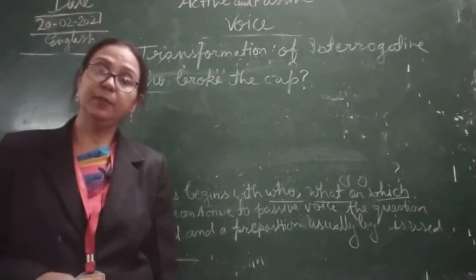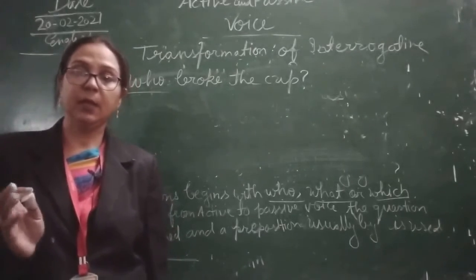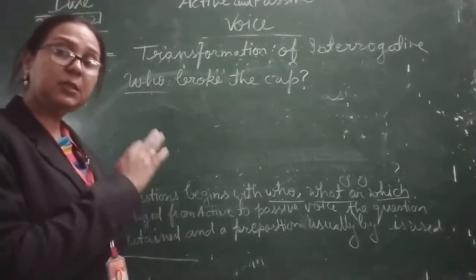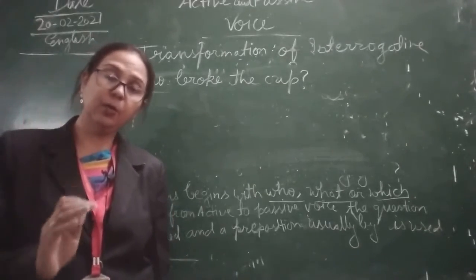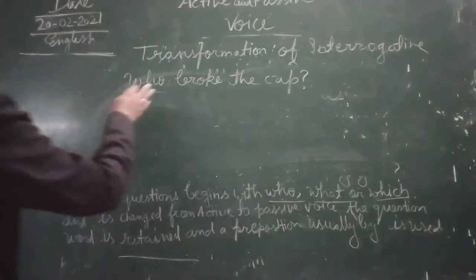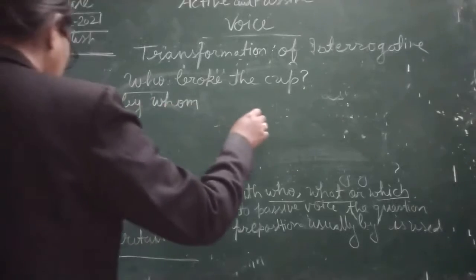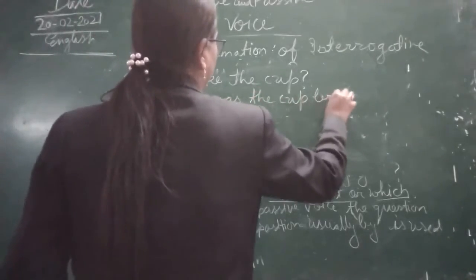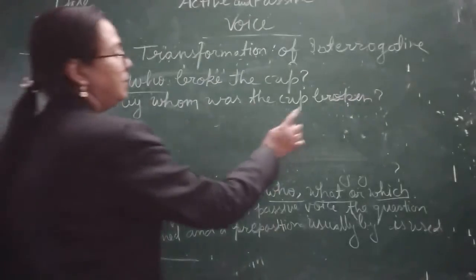In direct indirect, what we have studied? We have studied that if it is started with the auxiliary verb, we will use in place of that if and whether. And in place of did and do and does, we will use if and whether. But if this question word, WH word, is there, we are not going to change anything because the same word will be followed in the passive voice or indirect speech also. Similarly we are doing the same thing. Who broke the cup? Now what we will do? By whom the cup, by whom was the cup broken.